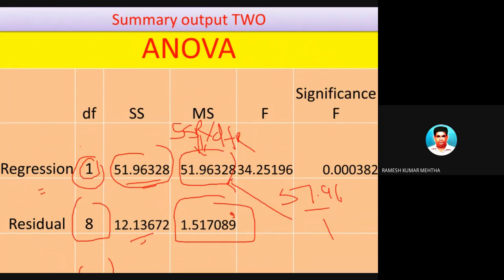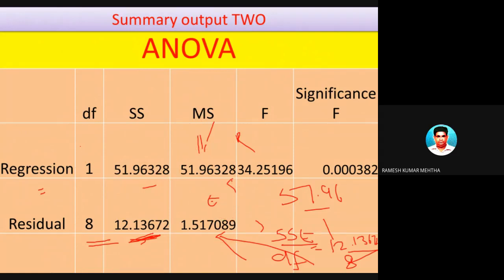Second one, how did I get 1.17089? That is the mean sum of squares error. This is nothing but SSE divided by its degree of freedom. So this is SSE, and this is the degree of freedom, that is 12.13672 divided by 8, and you will get this particular figure. Hope you have understood this part of our discussion also.